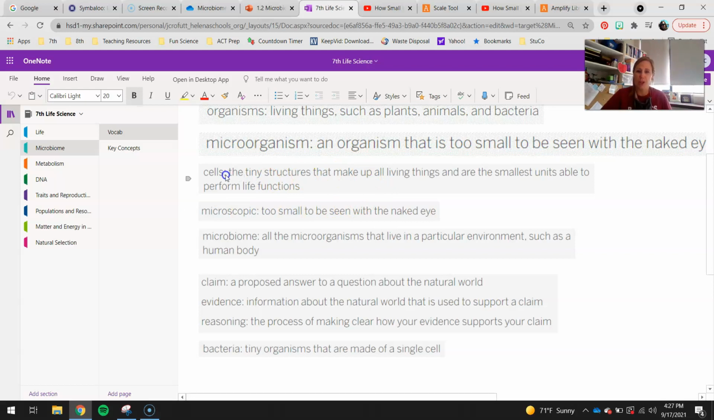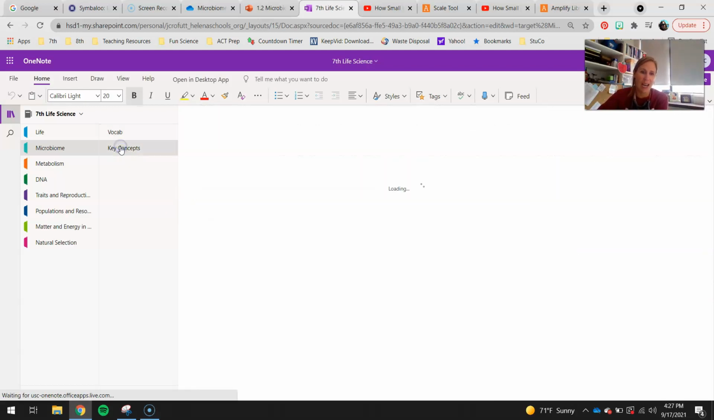Cells are the tiny structures that make up all living things and are the smallest units able to perform life functions. We've talked about organisms being only one cell, whether that's something really small like a bacteria, or a larger organism like an amoeba, that's still only one cell. Either way, those two organisms can sustain themselves living the life of just one cell. And microscopic means too small to be seen with the naked eye.